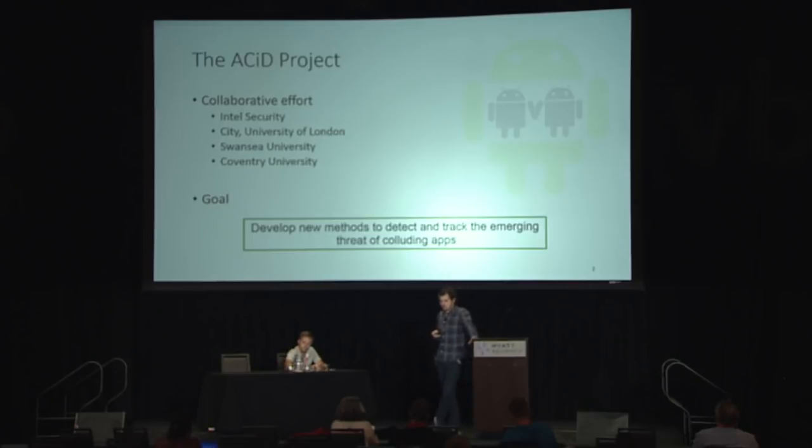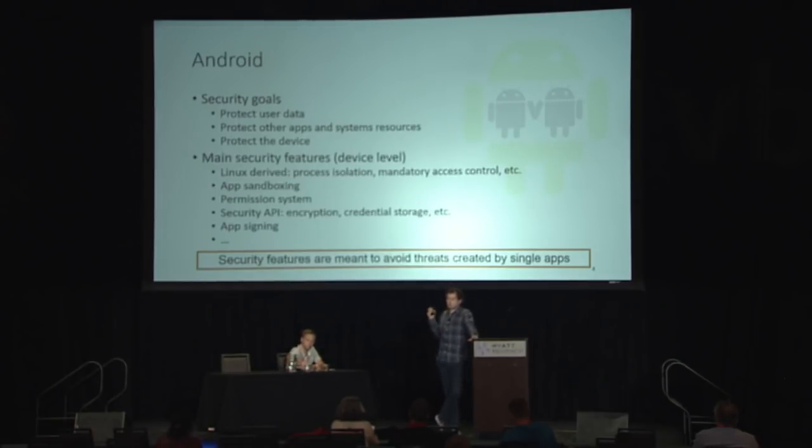So, as a small introduction, all of you would probably know that, but Android has mainly 3 security goals. The first one is obviously to protect the user and his or her data. Then protect the apps that are installed on the device and the system resources, like battery, and finally protect the device itself.